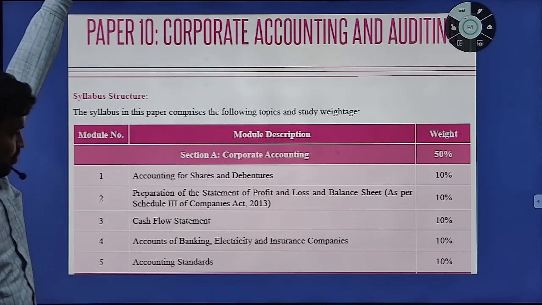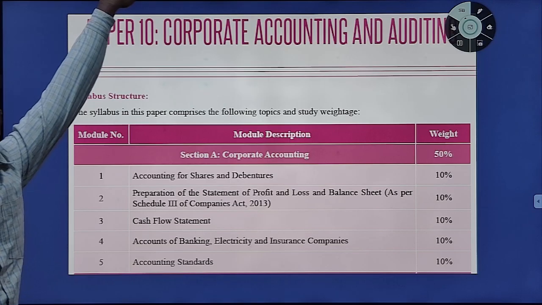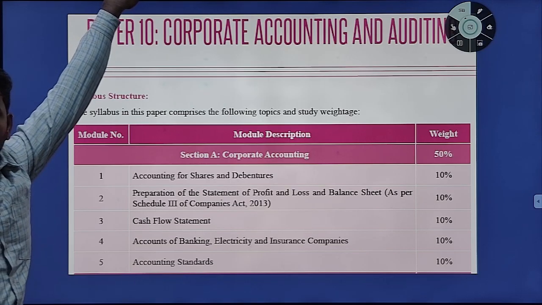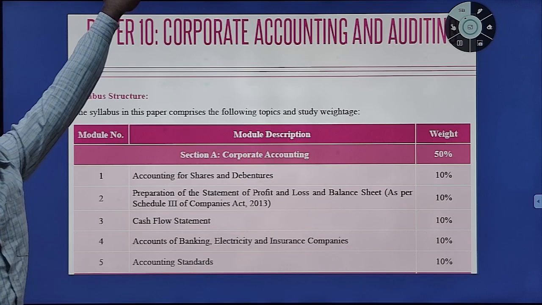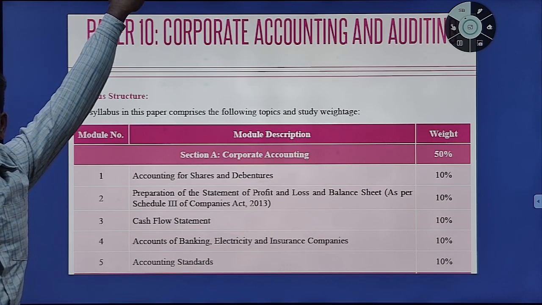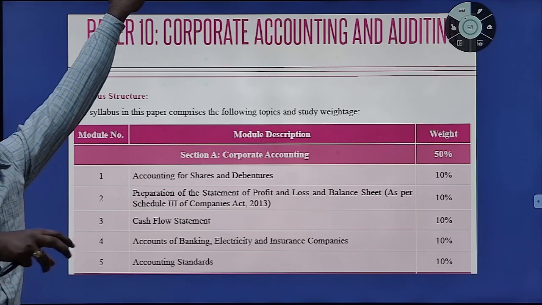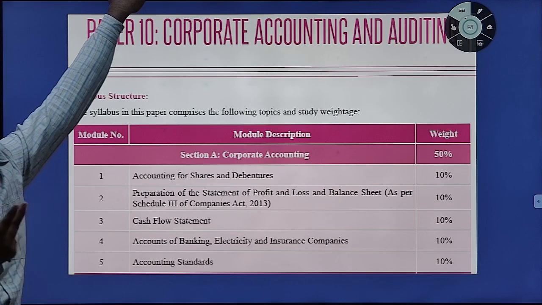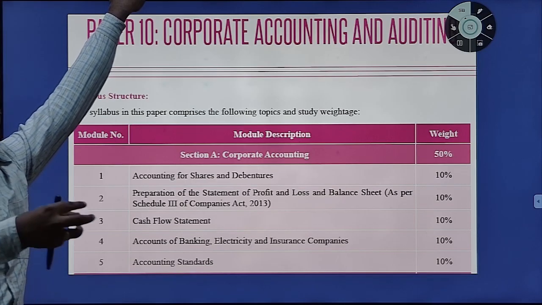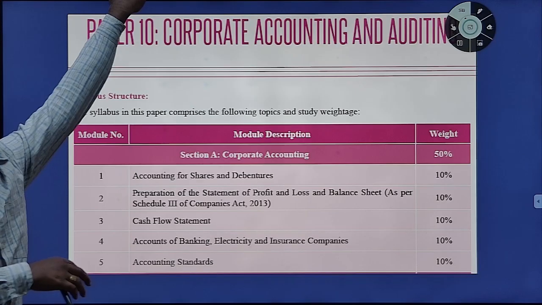Now, accounting for shares and debentures, this is your first chapter. Sir, what are shares and debentures? In case of proprietorship, he brings his own capital, yes or no? In partnership also, two or more persons, at least two persons, bring their capital, for example 50-50, in the ratio of 1:1, to do business, yes or no?